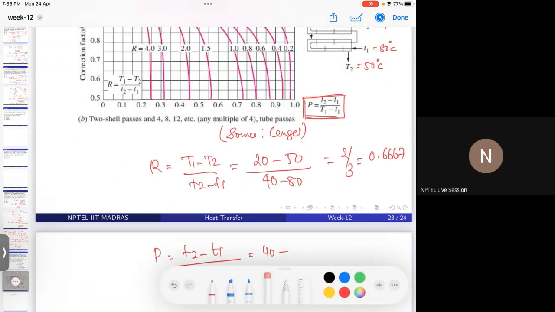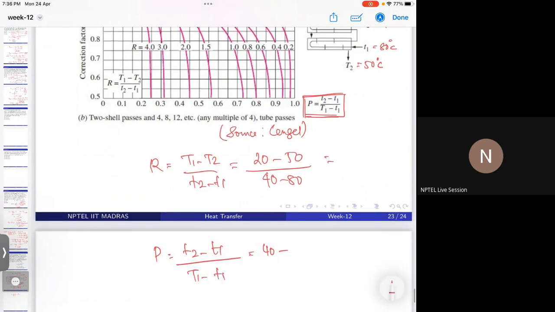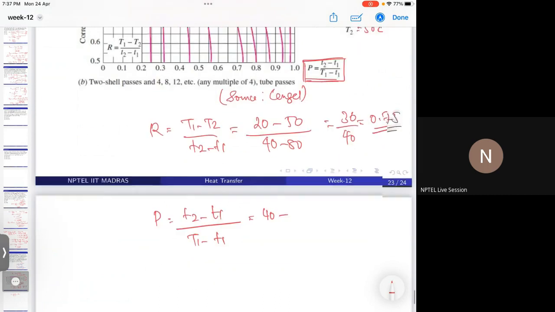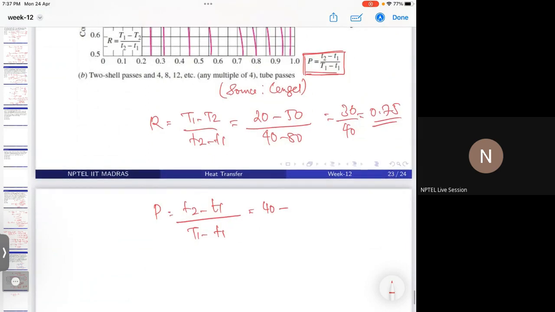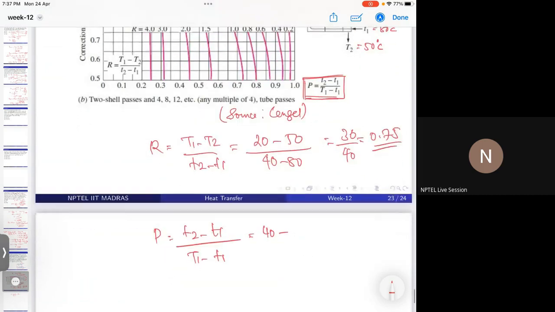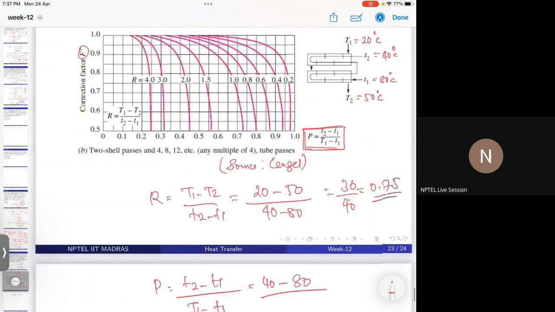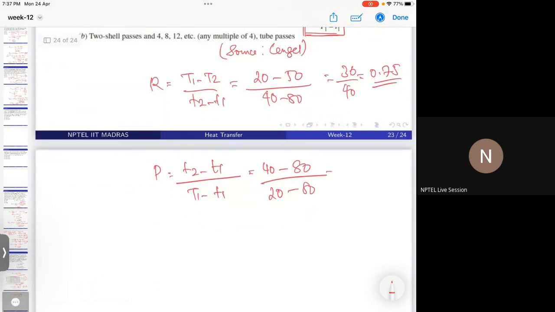Okay, fine. Yeah. So this is 30 by 40. Yeah, 3 by 4. It will come out to be around 0.75. So for P, what is (t2 minus t1) by (T1 minus t1)? So t2 is 40 minus t1 is 80, divided by T1 is 20 minus small t1 is 80. So this is minus 40 by minus 60. So this is 2 by 3, equal to 0.6667.